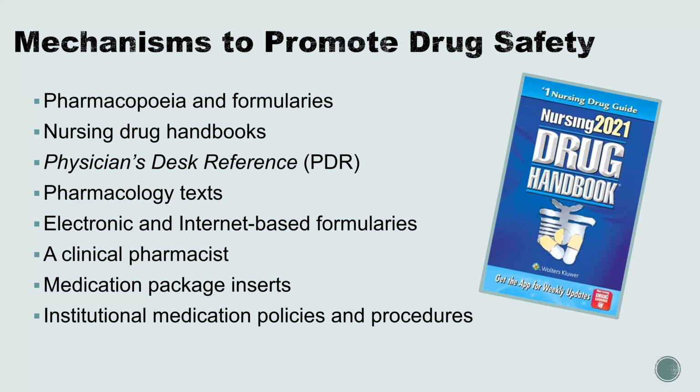There are electronic and internet-based formularies. You can find all kinds of websites that tell you about different drugs. A good one, and an app to have on your phone, is the Hippocrates app. That one's very helpful. You can always go to a clinical pharmacist, whether it be one at the pharmacy that you may use, or one you call when you're working on the floor. Also, medication package inserts and directions on the back of the box will help. And then obviously any institutional medication policies and procedures are there to help you as well.